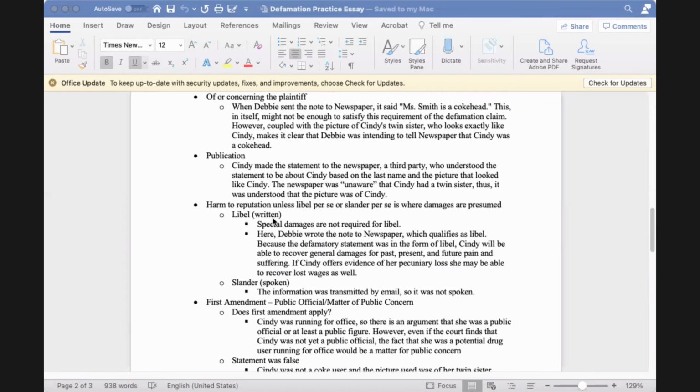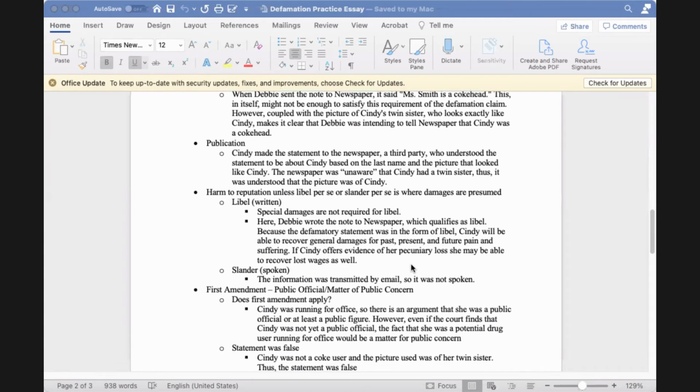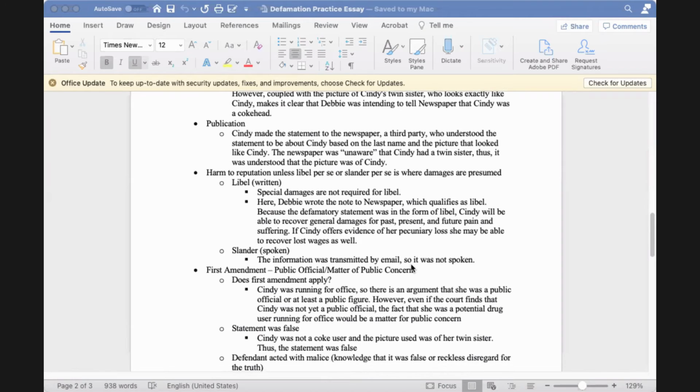And libel's written, so special damages not required. Debbie wrote to the newspaper, which qualifies as libel. Because the defamatory statement was in the form of libel, Cindy will be able to recover general damages for past, present, and future pain. If Cindy offers evidence of her pecuniary loss, she may be able to recover lost wages as well. And then you have slander, which is the information was transmitted by email, so it was not spoken.